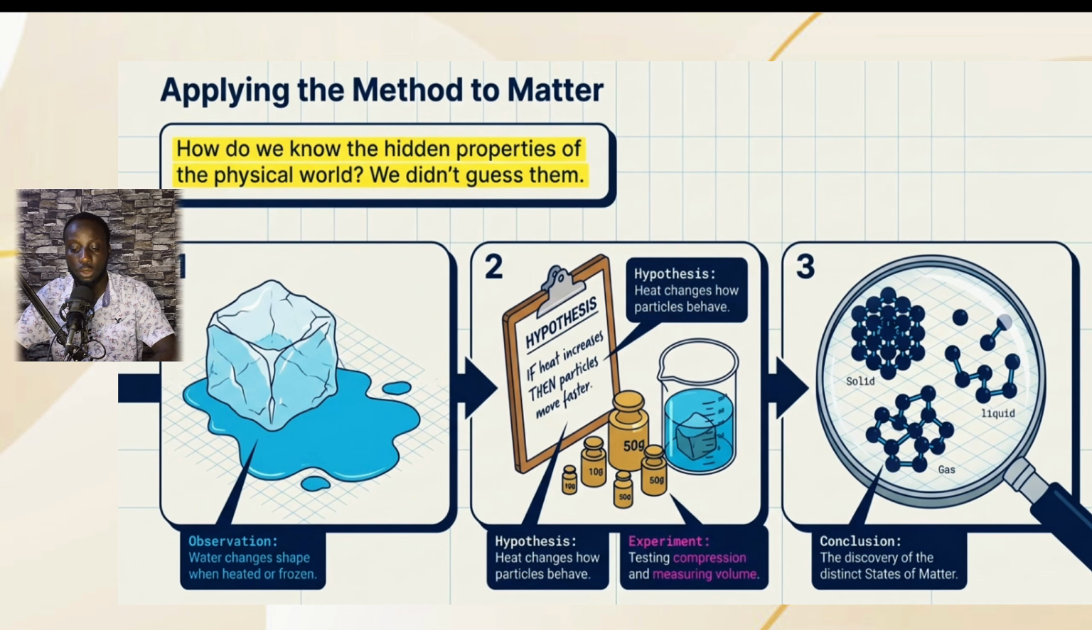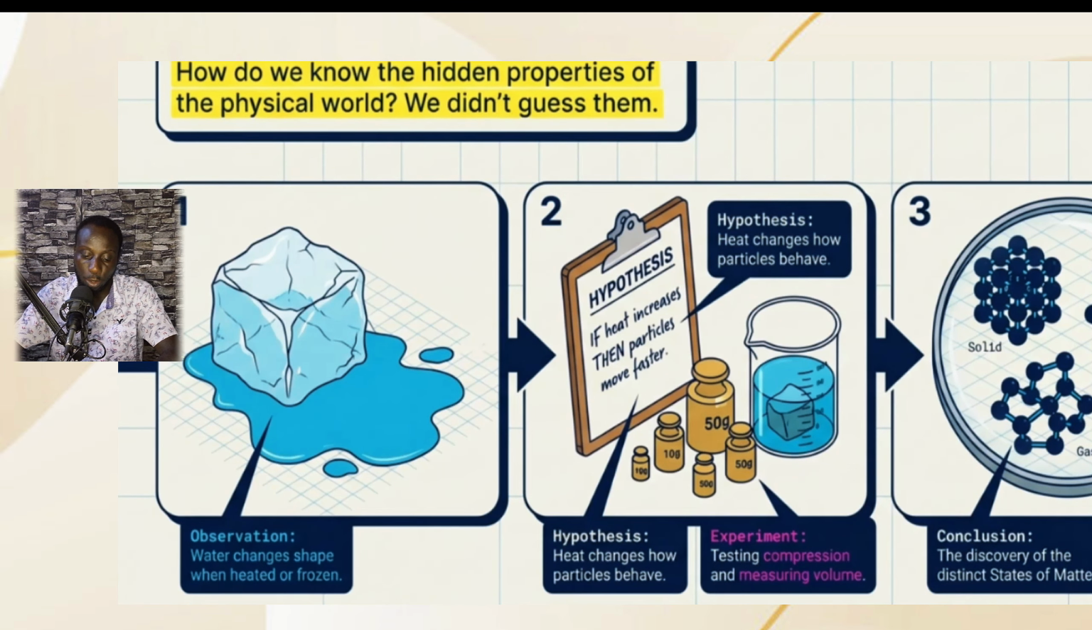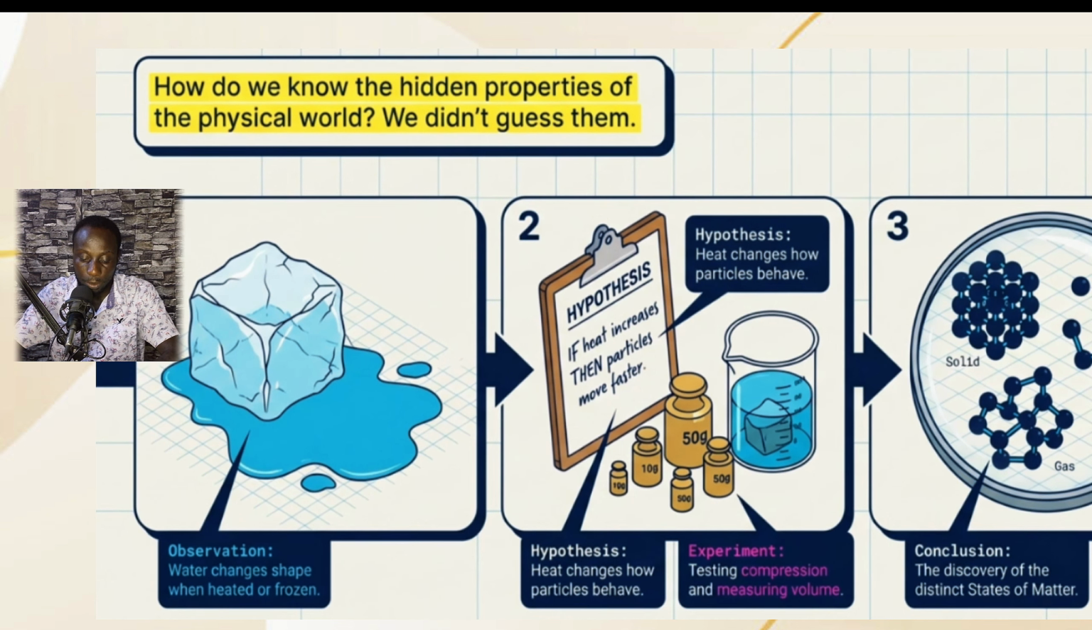Now, how do we know the hidden properties of the physical world? We didn't guess them. First of all, you pick an ice cube or an ice block, then observe. You are going to observe that water changes shape when heated or frozen. So the first thing you do is pick water, freeze it, and observe the shape. Then subject it to a heat source and observe the shape too.